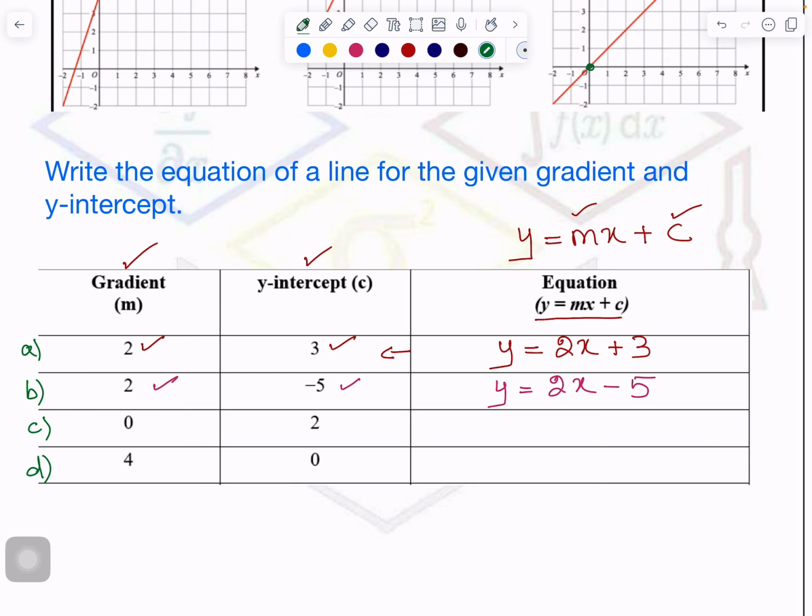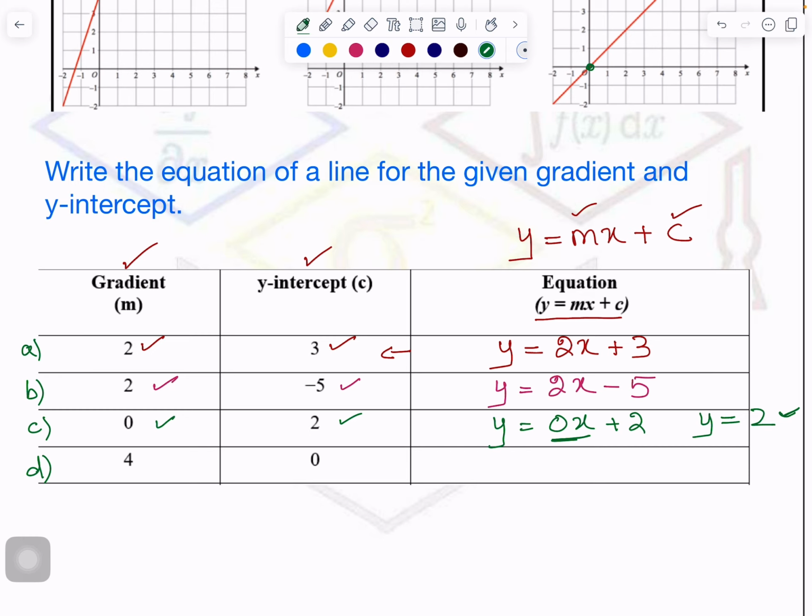If I see the last case, case C, gradient is 0 and y-intercept is 2. So I can write y = 0 multiplied by x + 2. But 0 multiplied by anything is 0. So I will write the equation as y = 2. I will not mention this, okay? And what does it remind you? What type of line is this? Very good. It is the horizontal line.